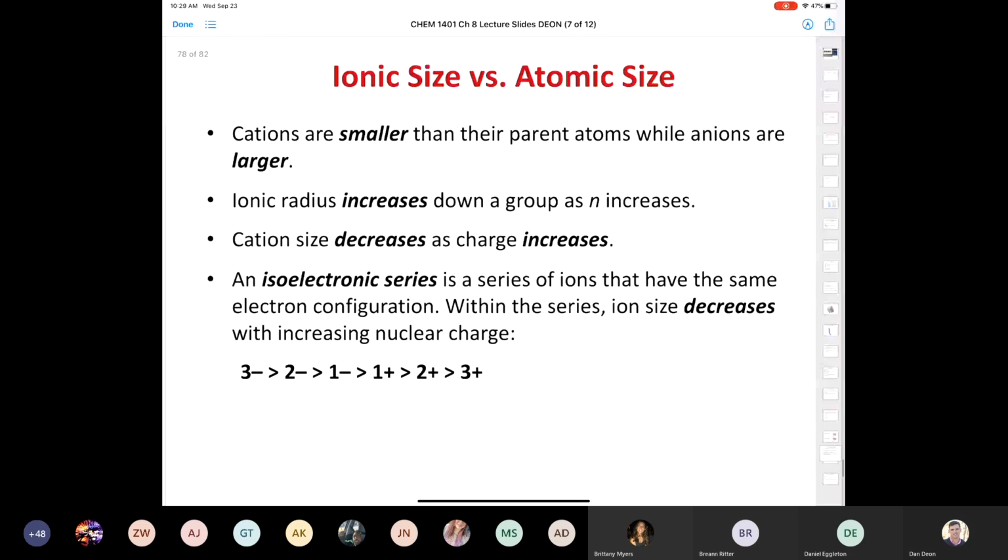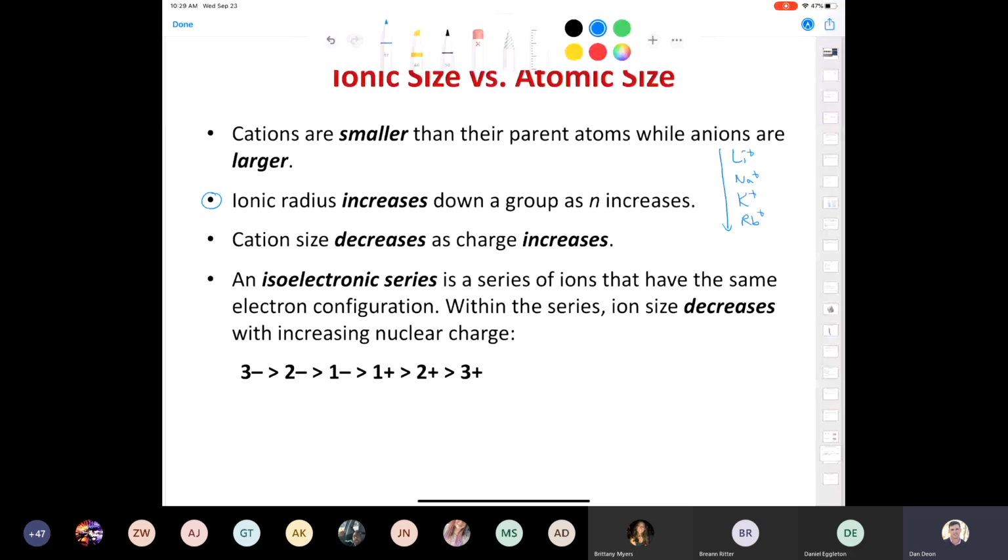The first statement: ionic radius increases down a group, as n increases. What that means is if you went from lithium+ to sodium+ to potassium+ to rubidium+, and so on and so forth, since those are all in the same group, right?